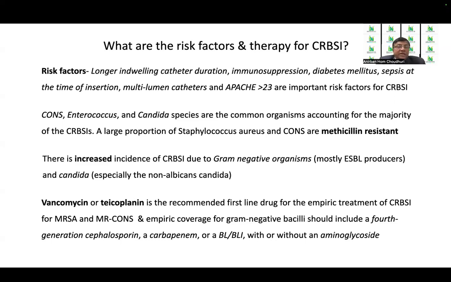So, vancomycin or teicoplanin is the recommended first-line drug for the treatment of CRBSI for MRSA and methicillin-resistant CONS, that is coagulase-negative staph. And empiric coverage for gram-negative bacilli should include a 4th generation cephalosporin, a carbapenem, or a BLBLI with or without an aminoglycoside. So here you get a wide range of antibiotics.